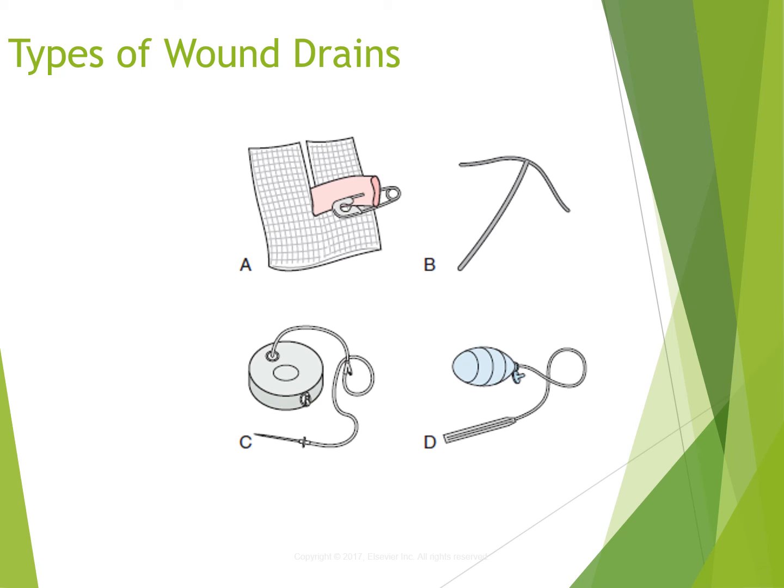The last one is called a Jackson-Pratt drain. I've also heard it called a grenade drain. I've heard it called a bulb drain, and it works in a similar way. You take it, and right now it looks like a grenade, but when you go to get it started, you squeeze it tight like a grenade, and you close the little cap. As it fills up with blood, it will pop open.